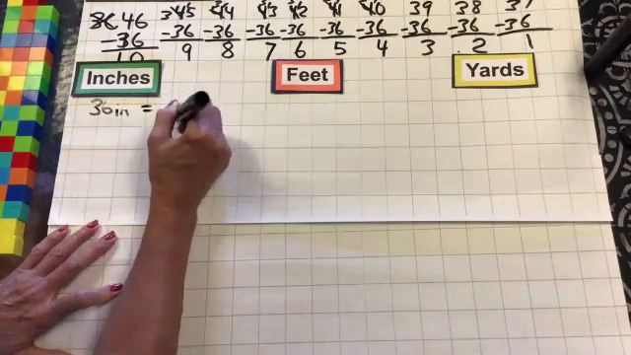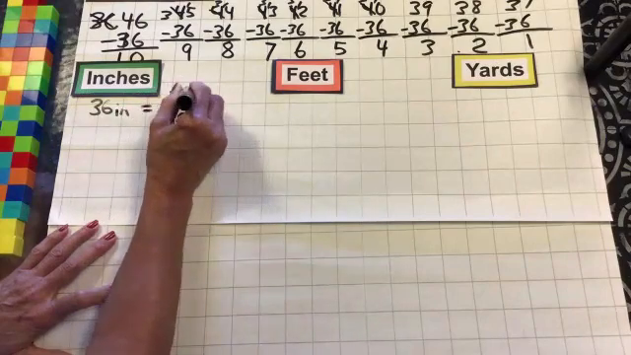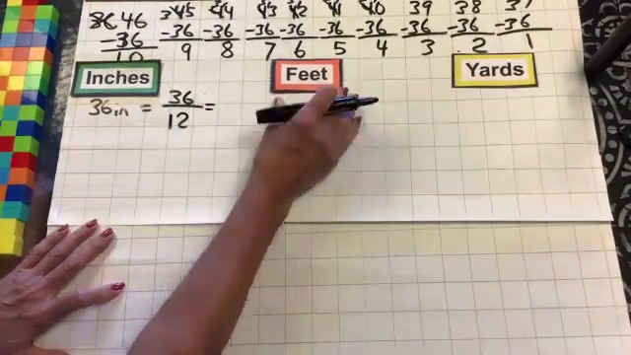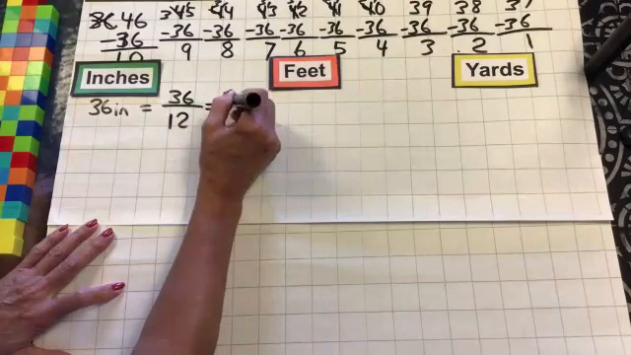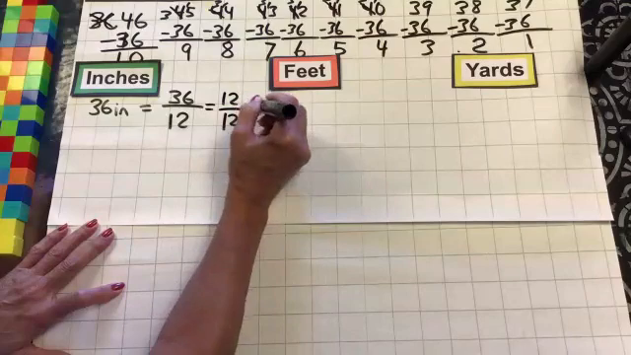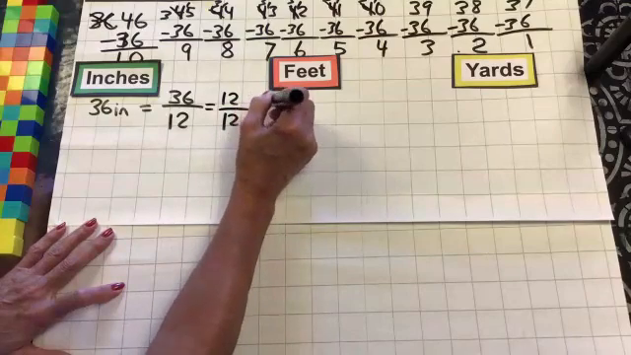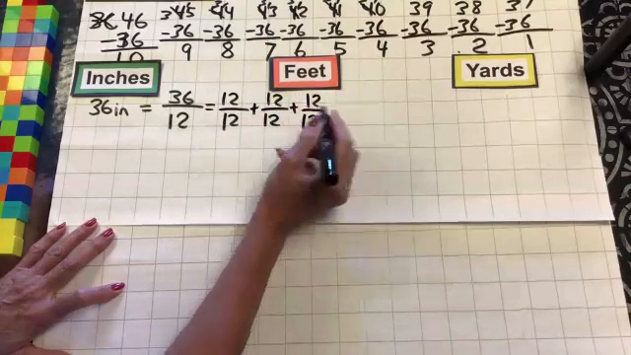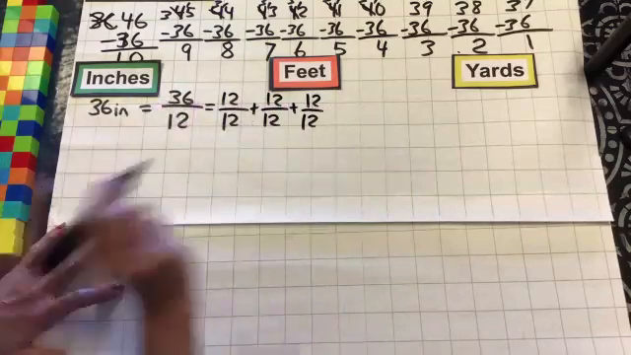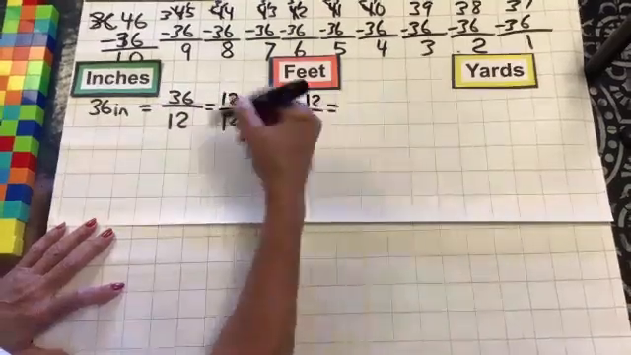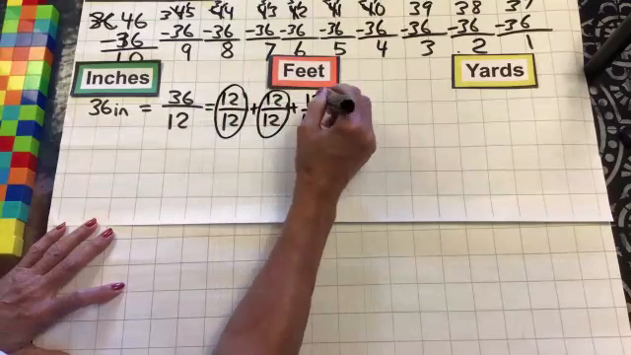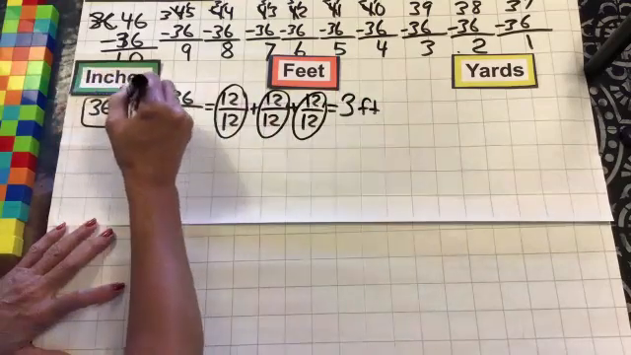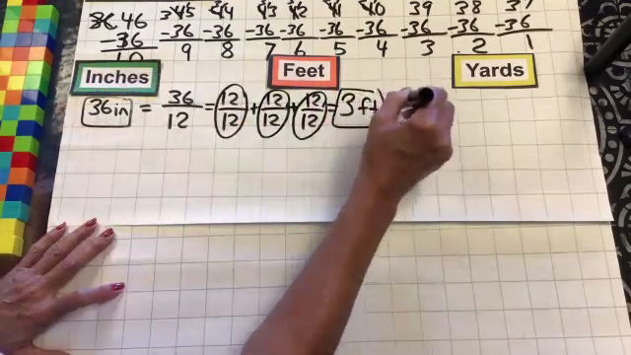And we know to make feet, it takes 12 of them. So we're going to put that 36 over 12, which is an improper fraction. So we're going to break that apart into whole feet. So let's say 12. And we still have 24 left. So let's go on to another 12. We still have 12 left. 12 plus 12 plus 12 is 36. So that's all of them. We have 1, 2, 3 whole feet. So that's 3 feet. So 36 inches is 3 feet.